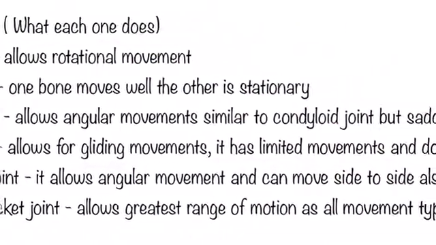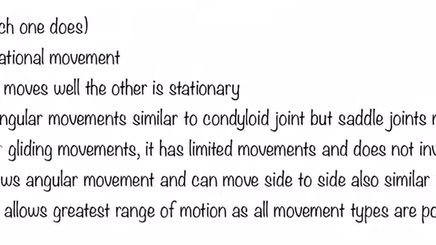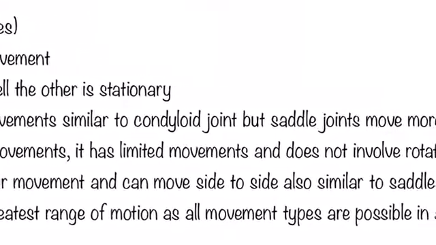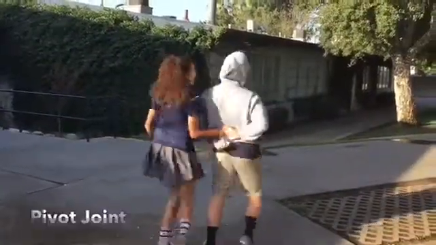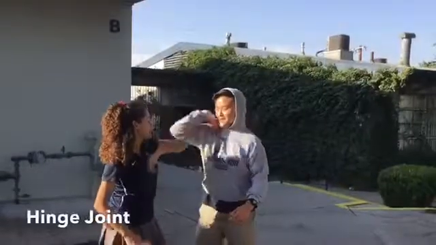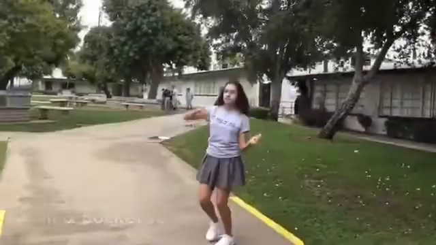Synovial joints and what each one does. The pivot joint allows for rotational movement. Hinge joint, one bone moves while the other is stationary. Saddle joint allows angular movement similar to condyloid joints, but saddle joints allow for more movement.